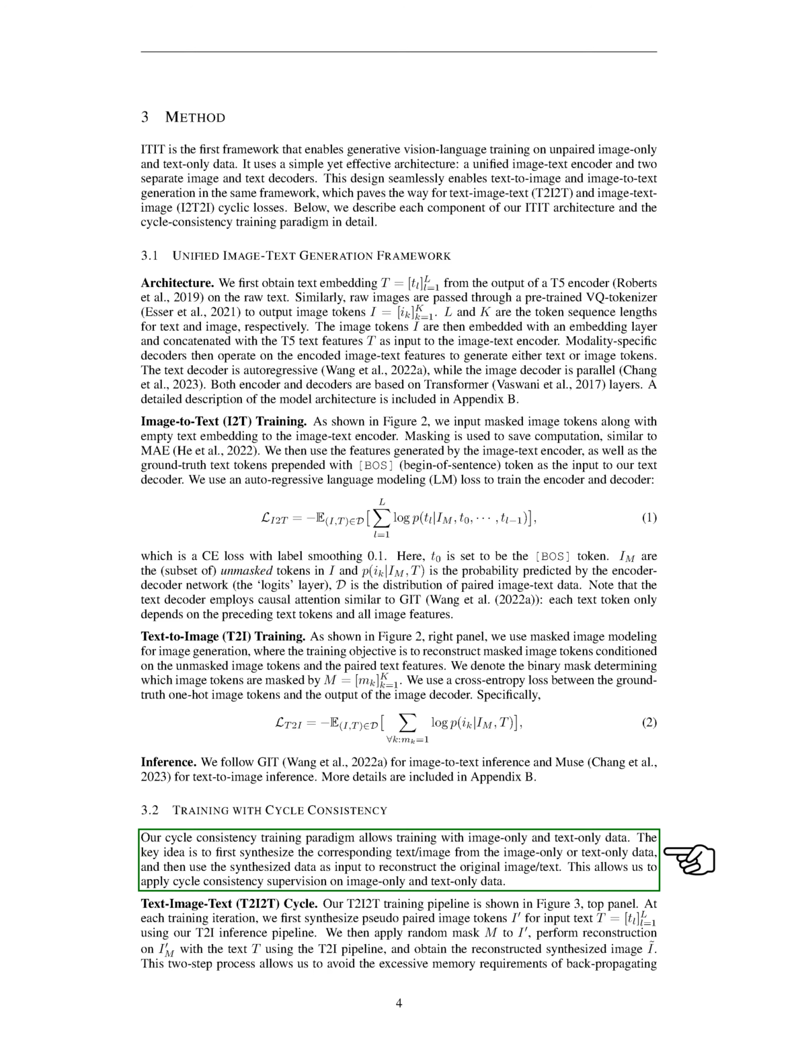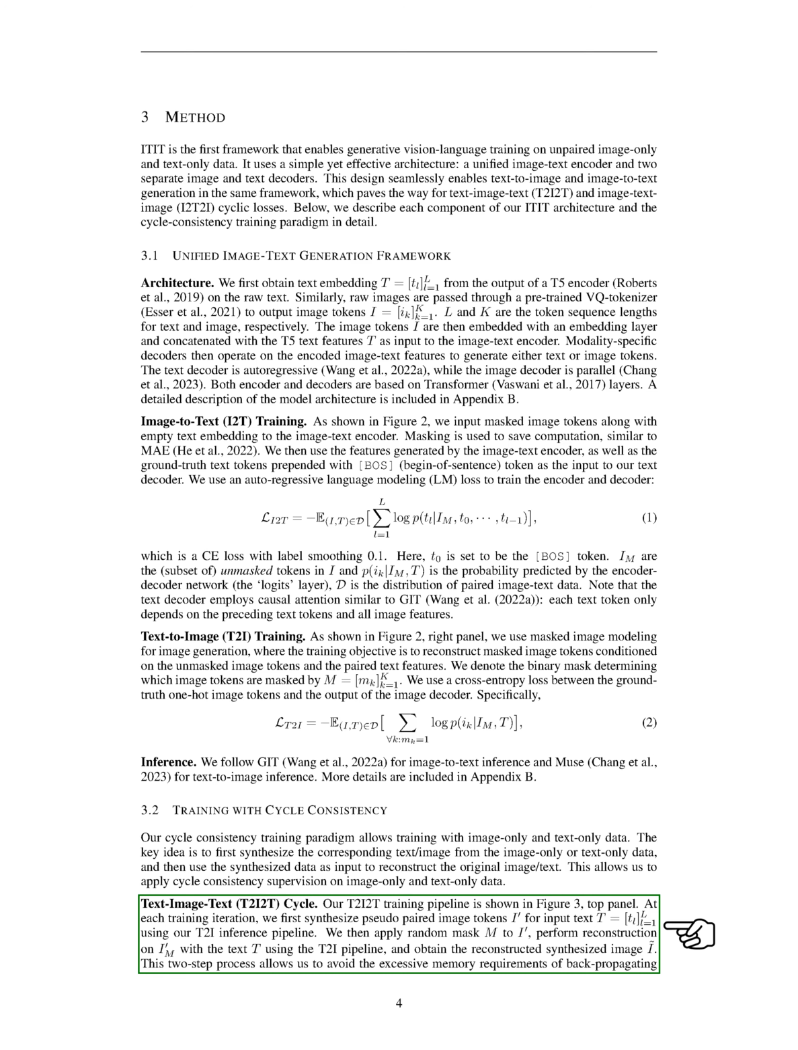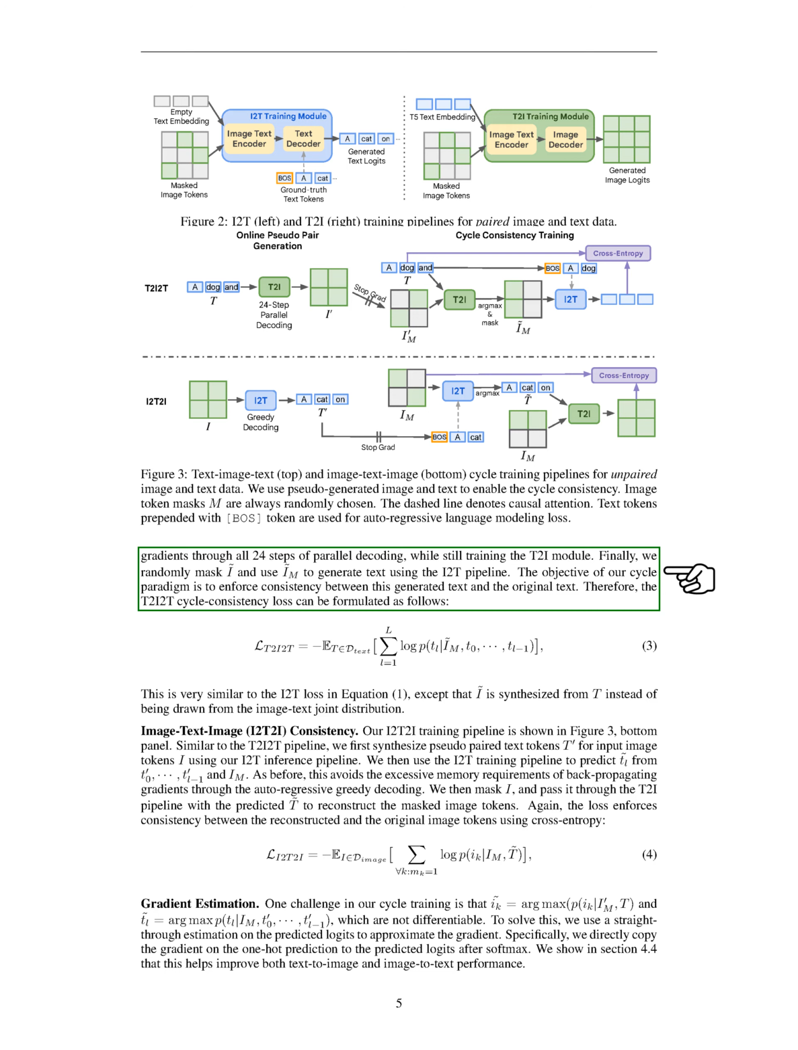In the text-image-text, T2I2T, cycle, we first create pseudo-paired image tokens for input text using our T2I inference pipeline. We then apply a random mask to these tokens, perform reconstruction on them with the text using the T2I pipeline, and obtain the reconstructed synthesized image. Finally, we randomly mask this image and use it to generate text using the I2T pipeline. The objective of our cycle paradigm is to enforce consistency between this generated text and the original text.